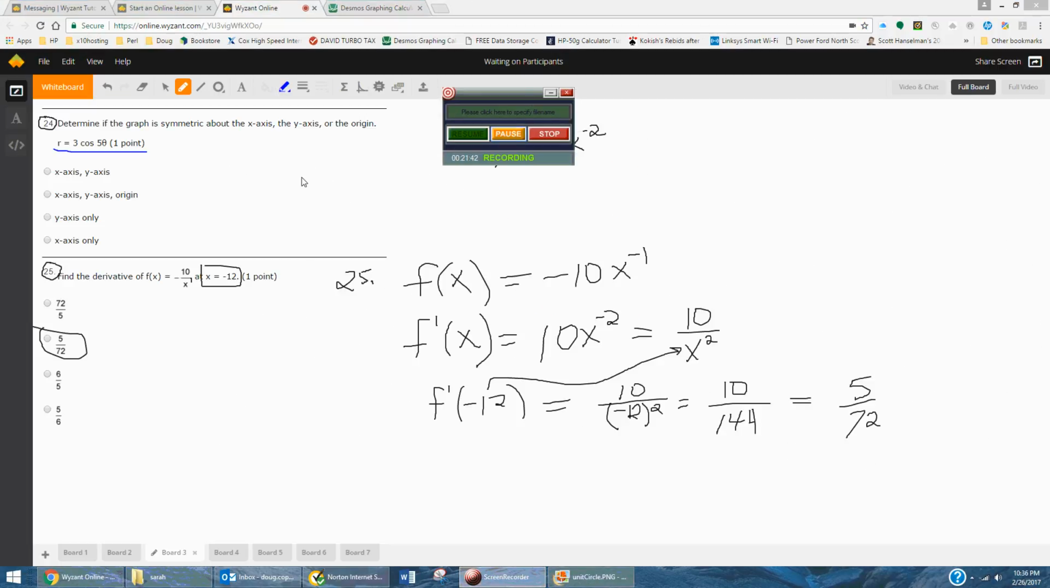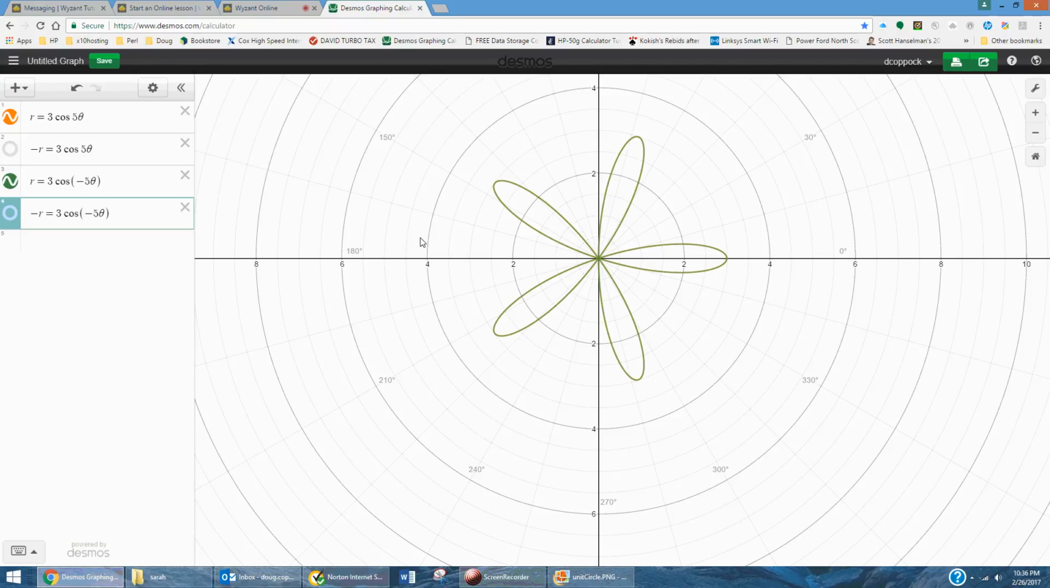Okay, I'm going to go to Desmos. And I graphed r equals 3 cosine 5 theta. There's the picture you get, a 5-leaf clover. The fact is that if you folded this graph along the x-axis, the two images would overlap each other.